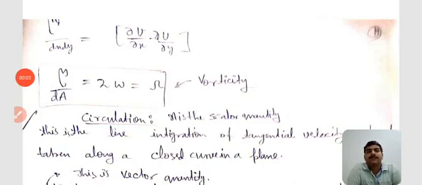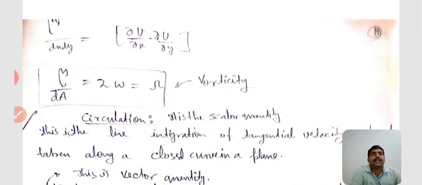In that lecture, I will cover the numerical part based on circulation and vorticity. Circulation is a scalar quantity, and 2 times the rotation is equal to the vorticity.